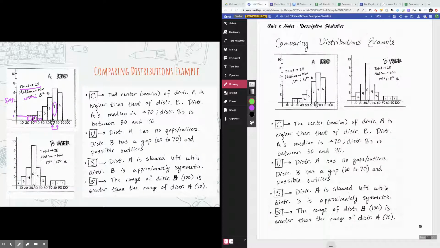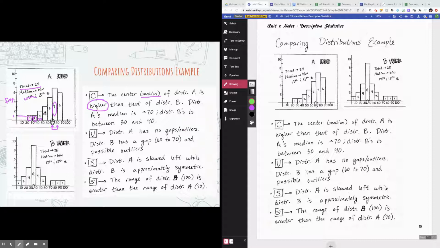Okay, so for center, right, and notice that I indicated which center I used. I used median in this case because I really can't figure out mean from this one with just the picture. If I had some summary statistics in a table, then I might be able to figure this out, but I really can't figure out the mean, the average here. So I have to use median. Okay, so I said the center, which is the median of distribution A, is higher than that of distribution B. Okay, so there's my comparative language, right? I use my comparative language, and then I just noted what the centers were for each.